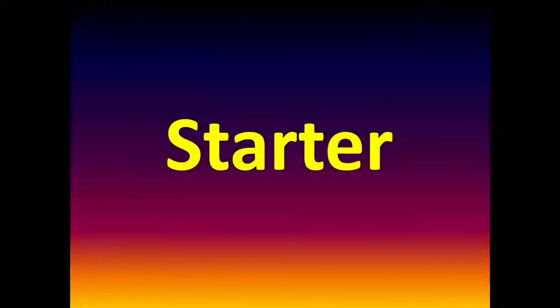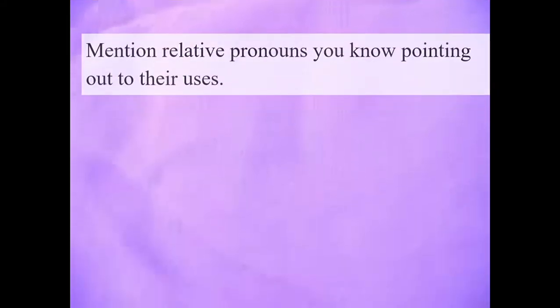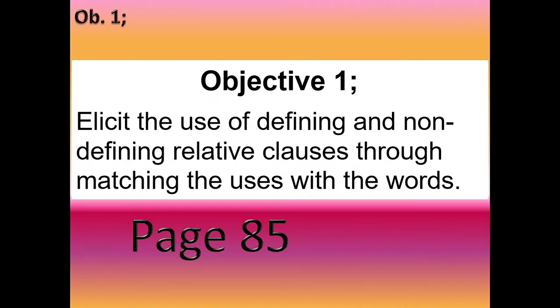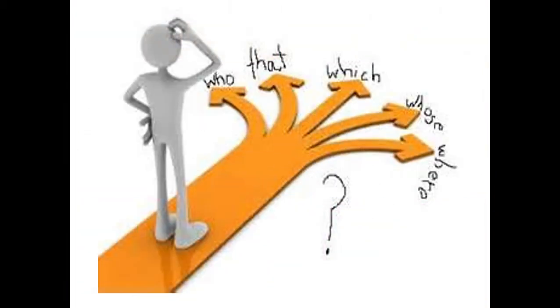Well, let's start our lesson with this starter. Mention relative pronouns, pointing out their uses. Well, first objective: to elicit the use of defining and non-defining relative clauses through matching the uses with the words. Page 85. Of course, you know who, that, which, whose, and where.